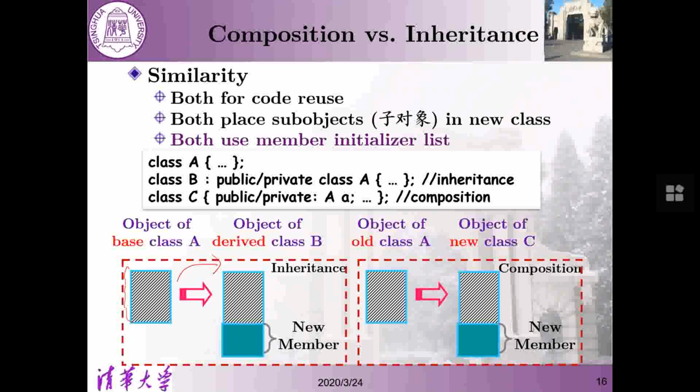We can use it. But composition, again, all the members, data members and function members, are placed into the derived object, right? So both of them place, we call this a sub-object because we may define new members. These are the subparts, right? So both of them place sub-objects into the new class, and both use a member initializer list to initialize. So this is grammar. We know that. So these are the similarities between them.